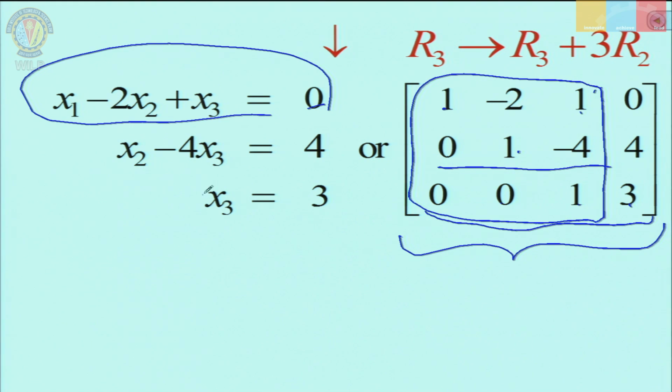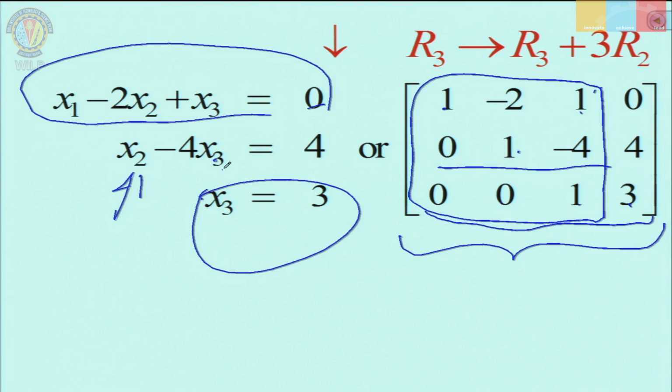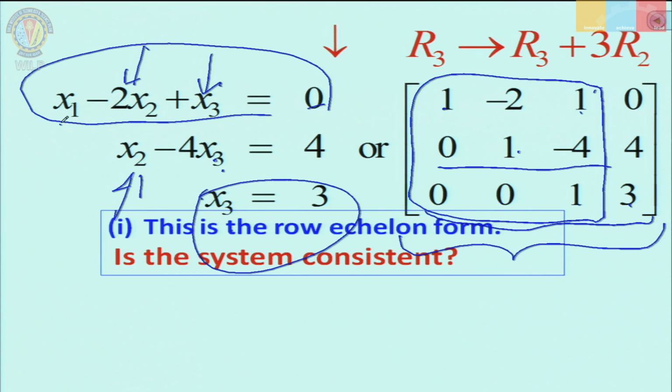So, when x3 is known, substitute the value of x3 here, you will get x2. Okay. So, substitute the value of x3, that is 3. So, minus 4 into 3, that is minus 12, then x2 will be 4 plus 12, 16, and so x2 will be 16. Now, when x2 is known, x3 is known, substitute the value of x2, substitute the value of x3, calculate x1. Therefore, x1, x2, x3 all are known. This is called back substitution in fact.